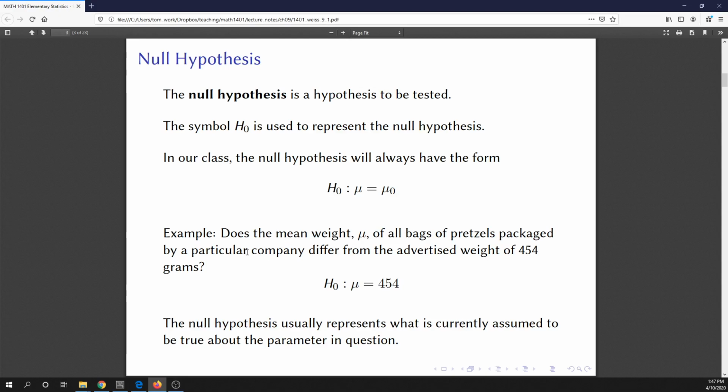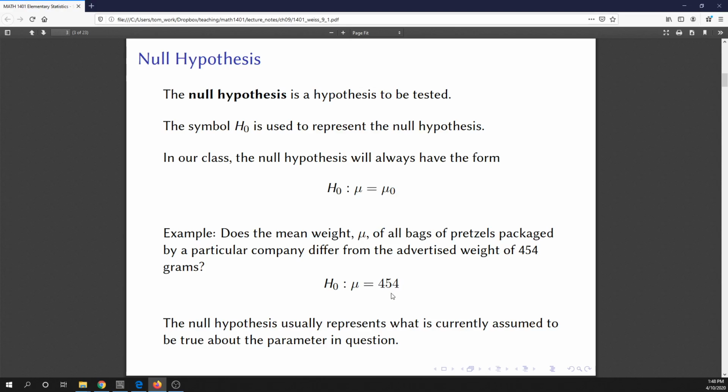As an example, going back to that example that we had about manufacturing of pretzels, it says, does the mean weight mu of all bags of pretzels packaged by a particular company differ from the advertised weight of 454 grams? So the current state of things is that the mean is believed to be 454. And so that's the format that the null hypothesis would take, that the mean is 454.